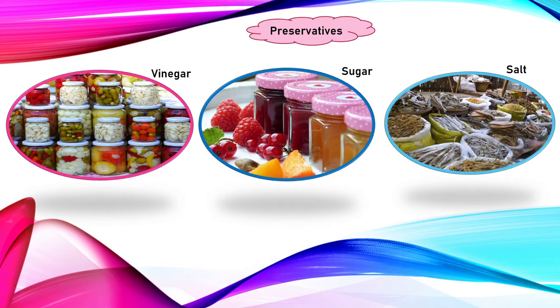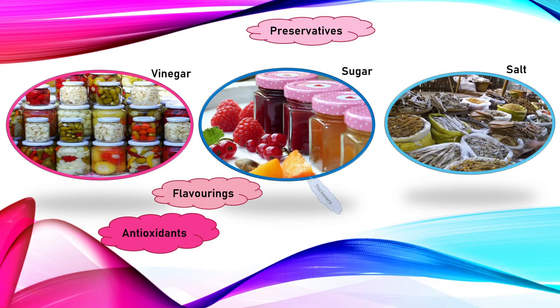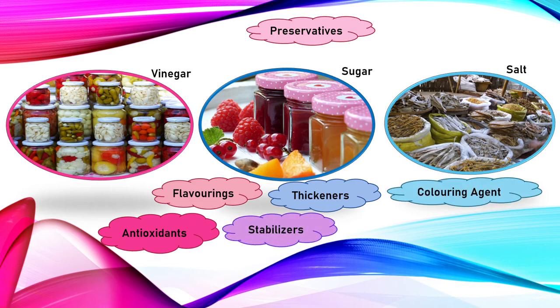Some of these examples of food additives are flavoring, antioxidants, thickeners, stabilizers, and coloring agents. Let's have a look how these food additives function in our processed foods.